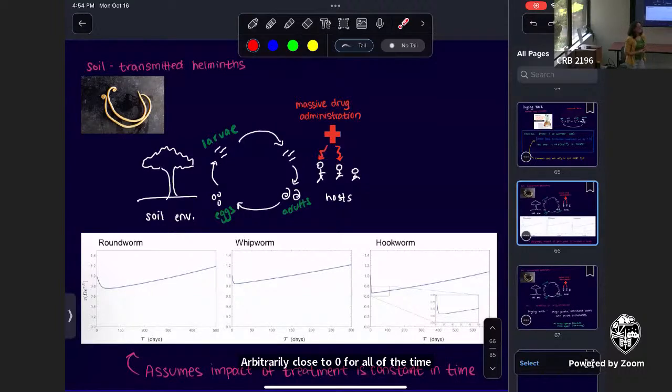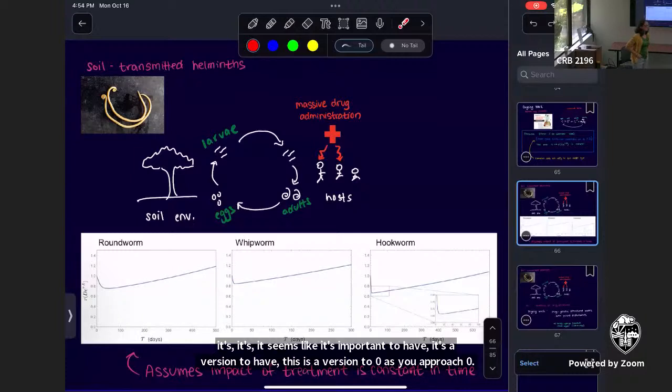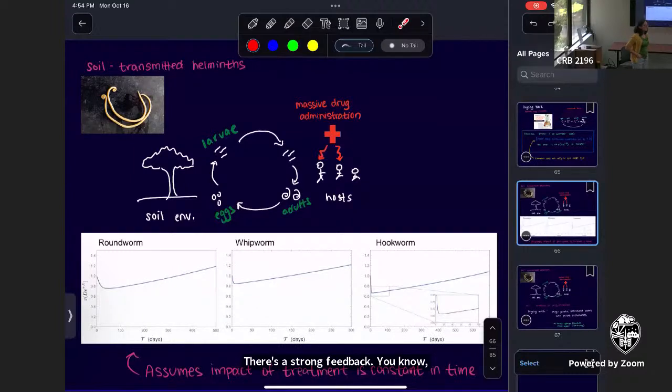And what about mortality events that sweep through? It seems like it's really important to have this aversion to 0. As you approach 0, there's a strong feedback so that your growth rate either enhances or your mortality rate declines very rapidly. What if you have independent processes that really counteract that?